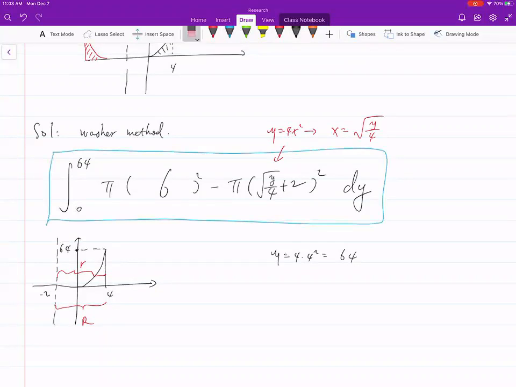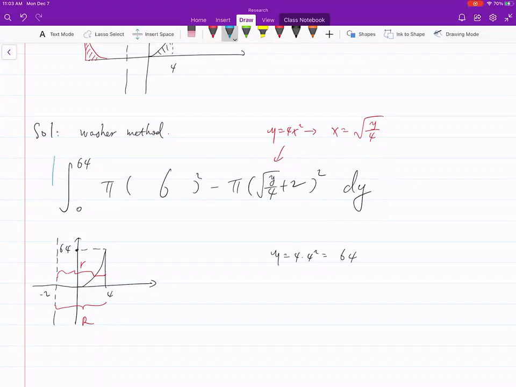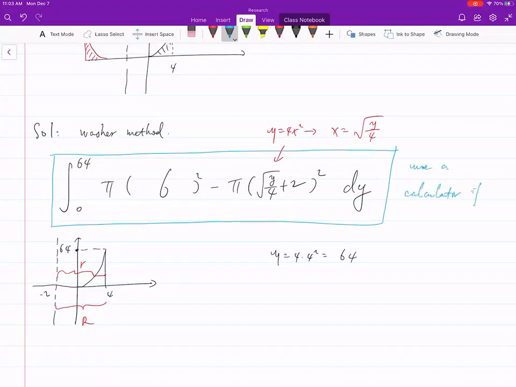The rest will be doing the integral, and it's not going to be easy. So try your best and use a calculator if necessary. I'm pretty sure you can get the right answer. It's just the decimal. The decimals are impossible to calculate by hand. All right, that's number 6.